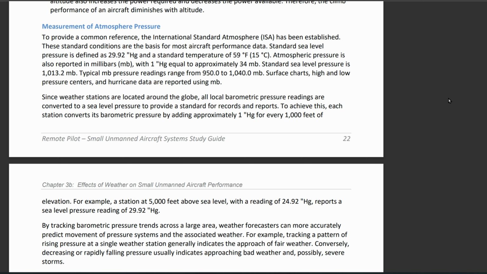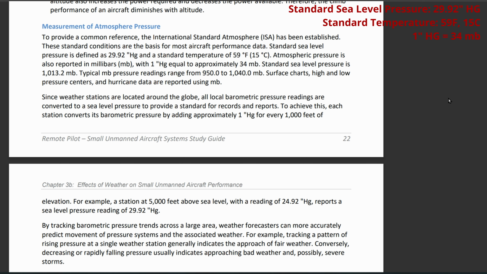So the standard sea level pressure is going to be 29.92 Hg. That's for pressure. And now let's talk about temperature, which is a standard temperature of 59 degrees Fahrenheit, which is 15 degrees Celsius.